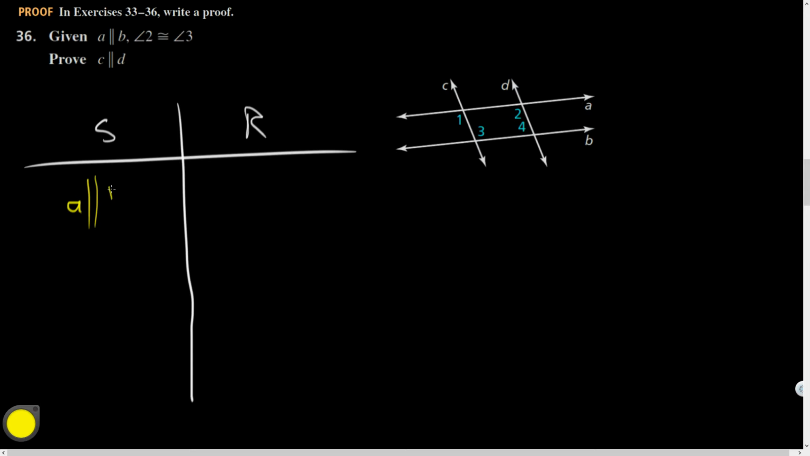So let's see. Given A is parallel to B. Given. All right, so I know A and B are parallel. Actually, let's highlight those whole lines. So I presently know those lines are parallel. Okay? I also know angle 2 is congruent to angle 3. Why? Given.